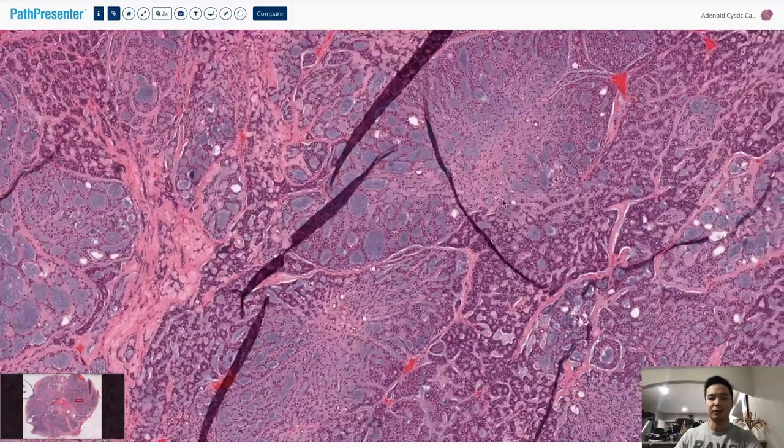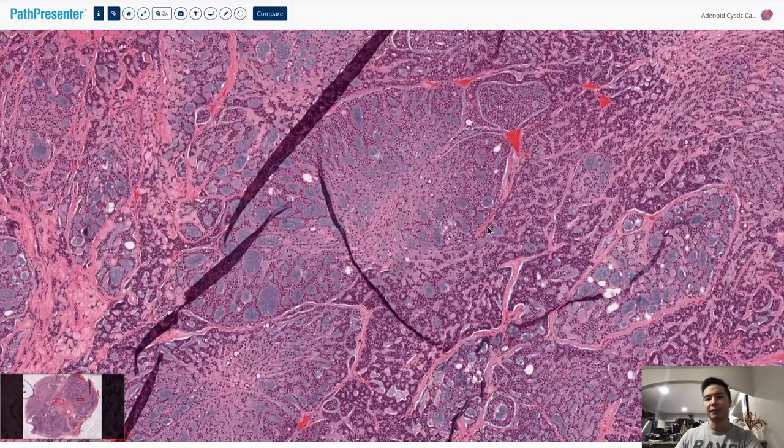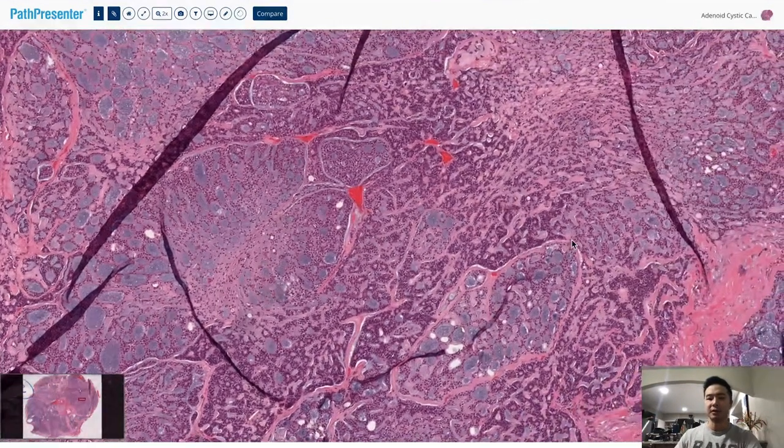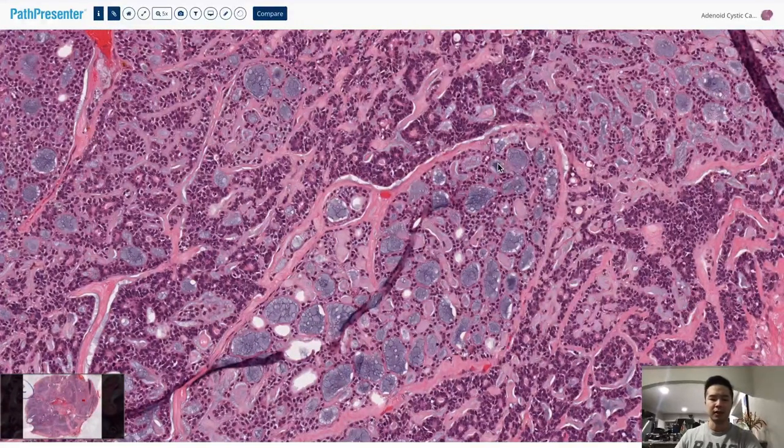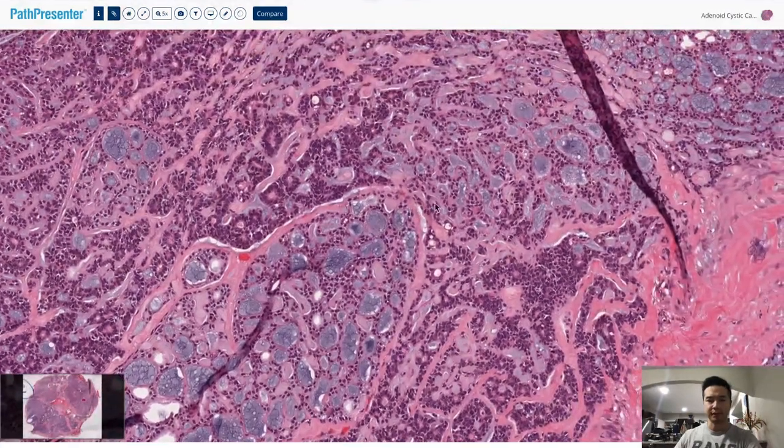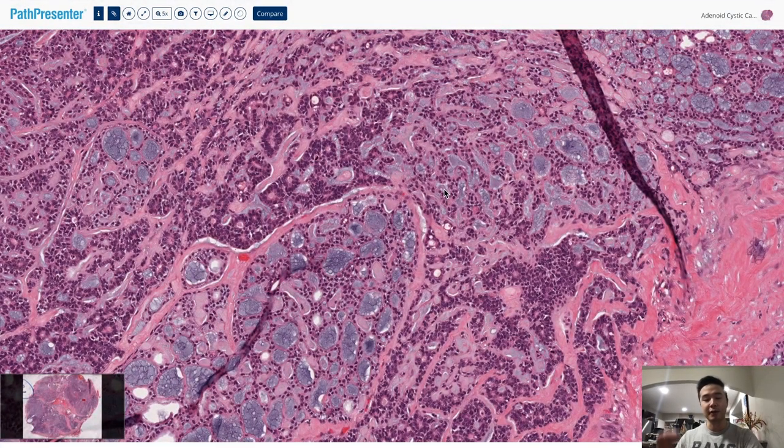It has this cribriform pattern, although it can have other patterns, including a solid variant. So that's just something to keep in mind. I remember having a frozen and there was a solid variant of adenoid cystic, and it kind of looked like basal cell carcinoma. It didn't have these very structured holes, so just a pitfall. Luckily, we knew she had a history of adenoid and that it was solid variant, so that helped us.